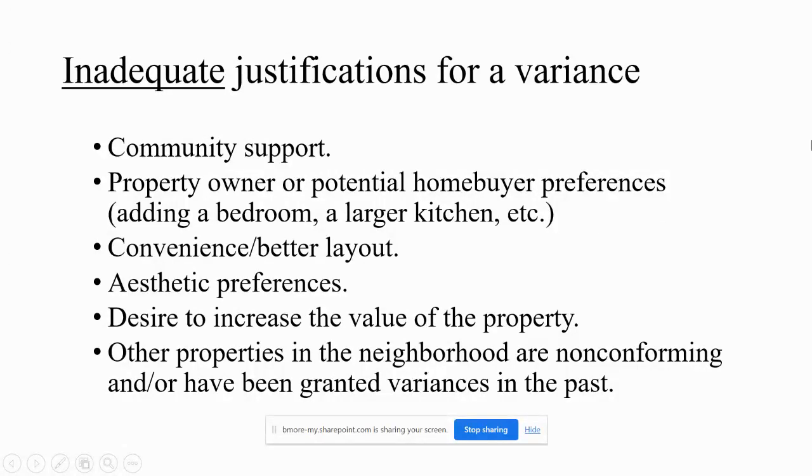So here are some other inadequate justifications for a variance. Community support for the variance. That's very nice and good for you, but it's not a justification for a variance if you don't have uniqueness and practical difficulty first. Things like property owner or potential homebuyer preferences, like adding a bedroom, building a larger kitchen, enlarging a staircase if it's not necessarily required, but it just would be nice. Convenience and better layout, aesthetic preferences, increasing the value of the property. Those are all not considered to be adequate justifications for a variance.